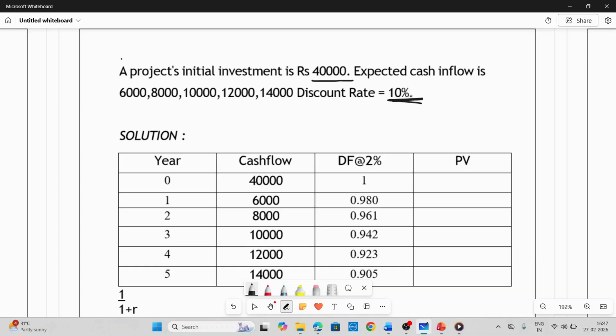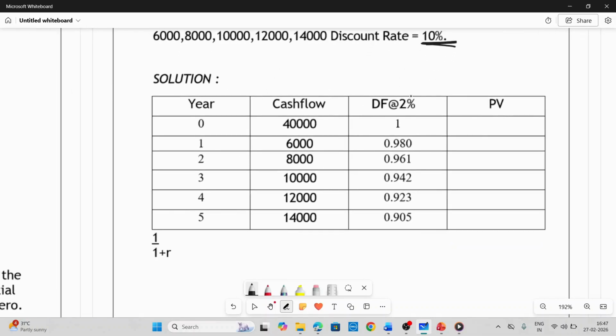The expected cash flows are rupees 6,000, 8,000, 10,000, 12,000, 14,000, and the discount rate is 10%. As I said, first take the interest rate at 2%. So the discount factor is 1 divided by 1 plus R, where R is 2%.